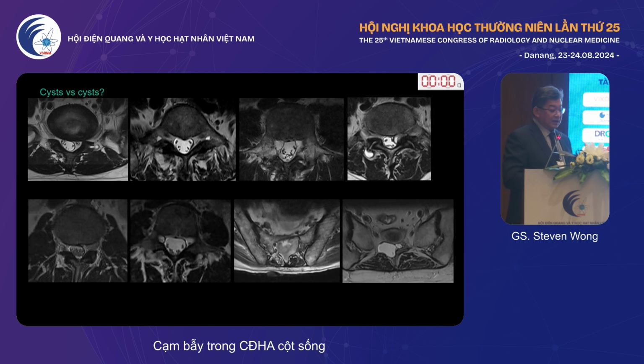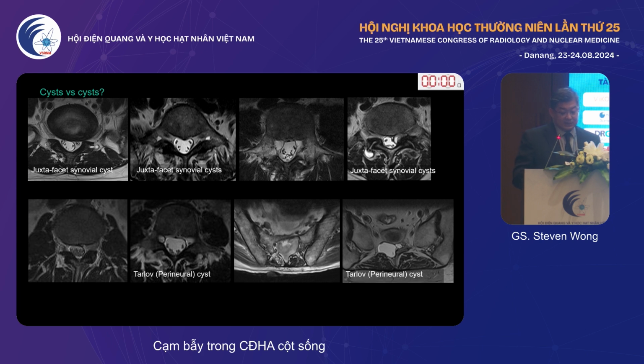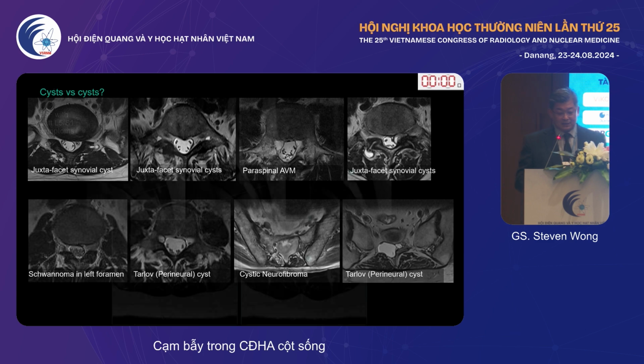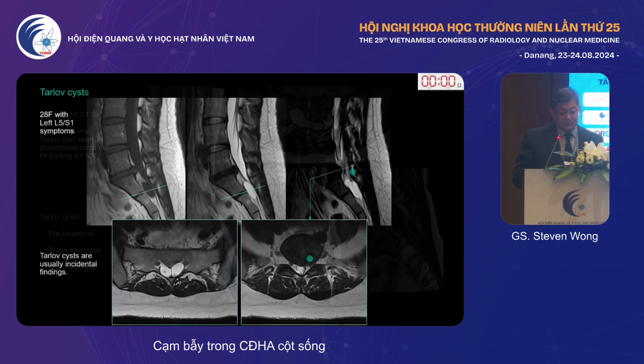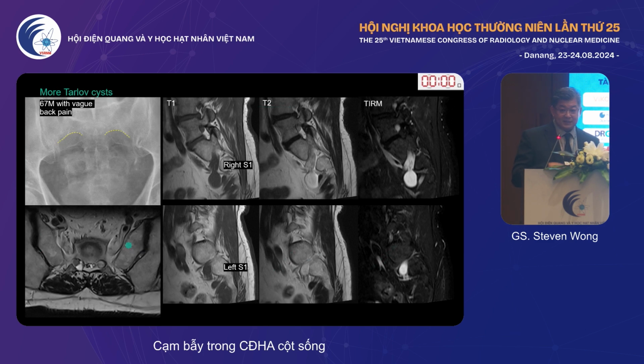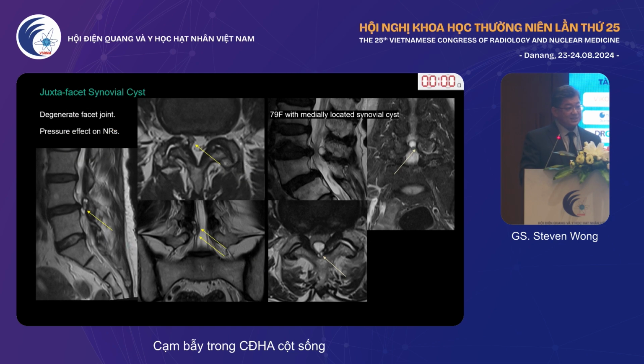And finally, I'd like to end with this, which is a cyst, which is not a cyst. This is a synovial cyst from degenerative facet joints. These are perineural Tarlov cysts. These are schwannomas, paraspinal AVMs in the spine. So not as easy as you think it is. I actually have an entire talk on Tarlov cysts I can give another time. So this is just a taster.